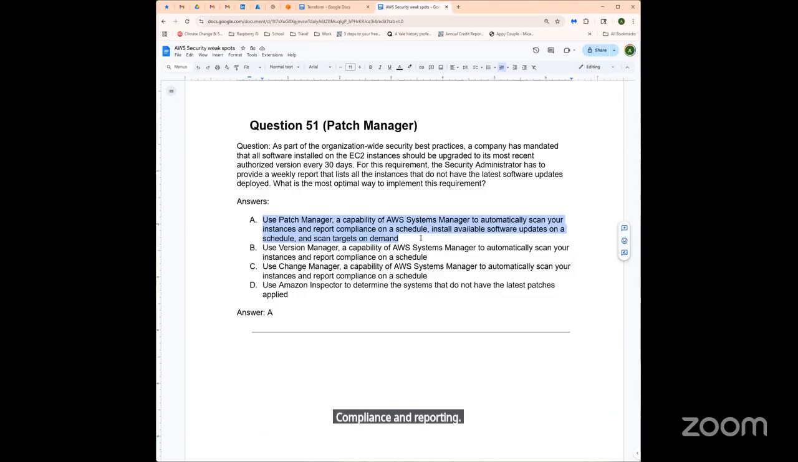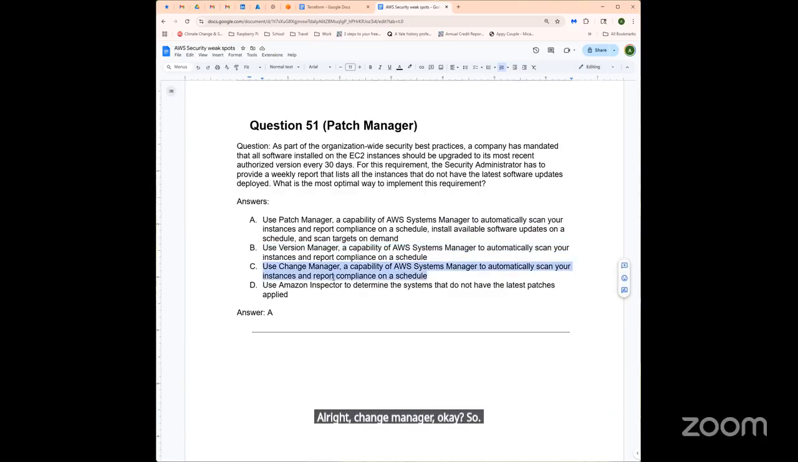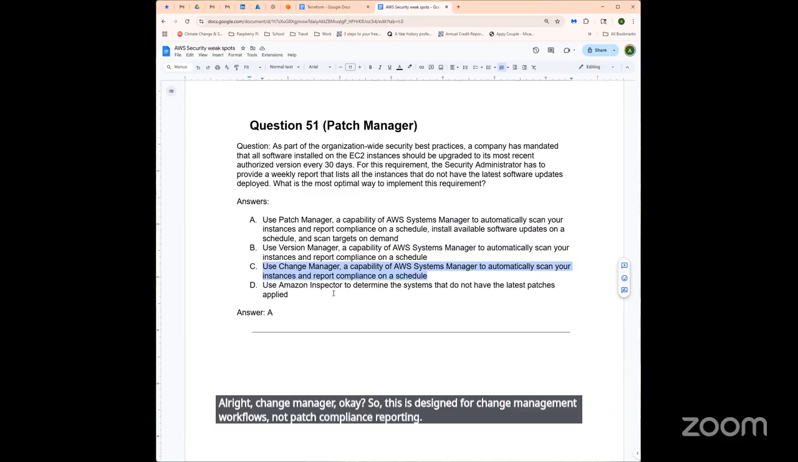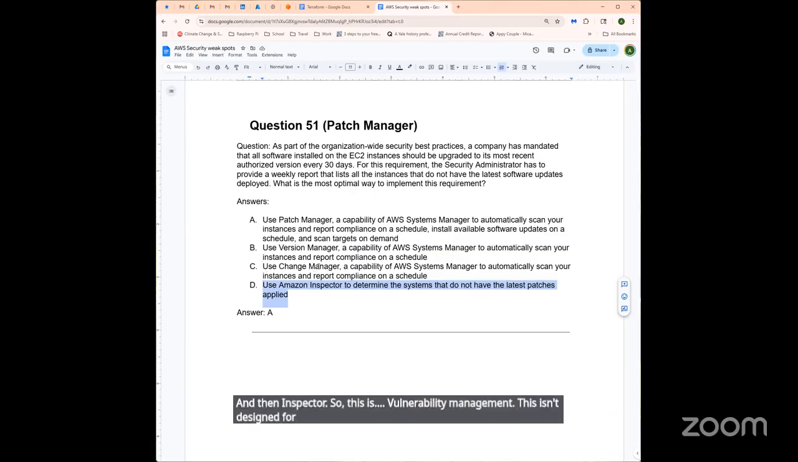All right, why are the other ones incorrect? Let's start with Version Manager. Okay, so Version Manager, this is a fictional service. It doesn't exist. All right, Change Manager. This is designed for change management workflows, not patch compliance reporting. And then Inspector. This is vulnerability management. This isn't designed for patch management and compliance reporting.